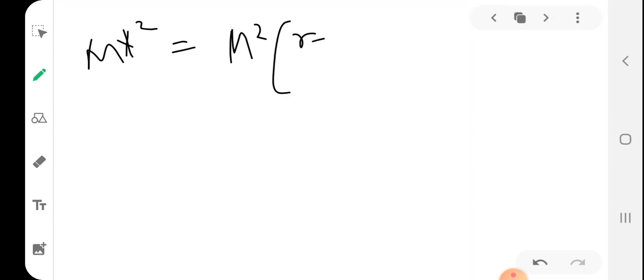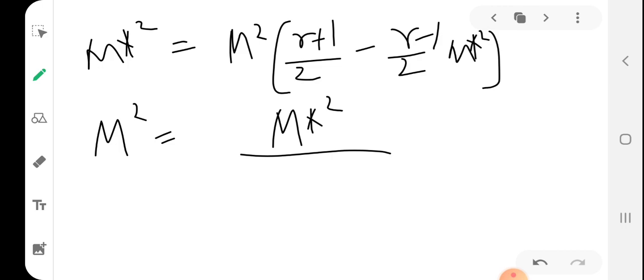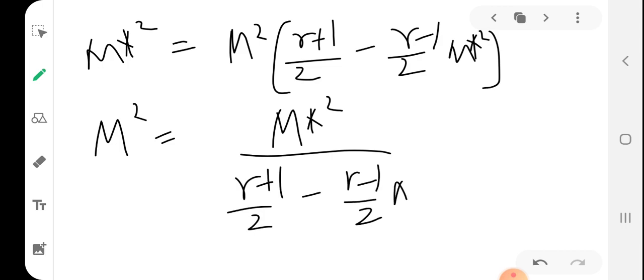Now I will write it as Mach star square equal to Mach square, taking it to the other side, and the sign changes: gamma plus 1 by 2 minus gamma minus 1 by 2 Mach star square, right? So Mach square is equal to Mach star square by gamma plus 1 by 2 minus gamma minus 1 by 2 Mach star square.